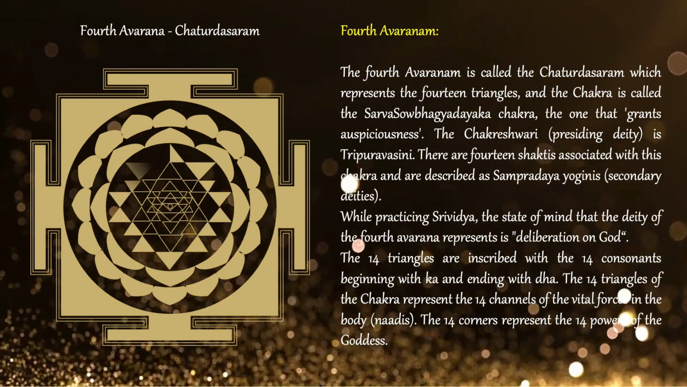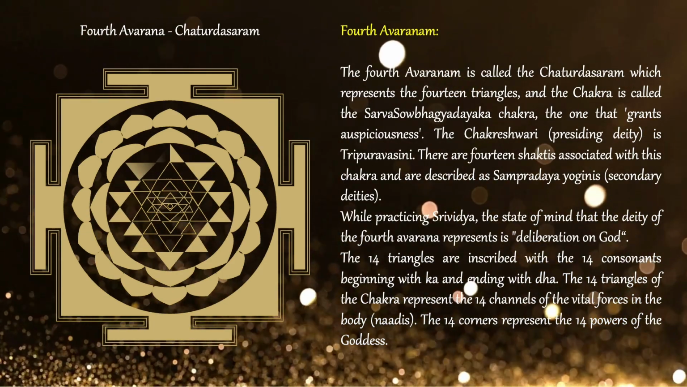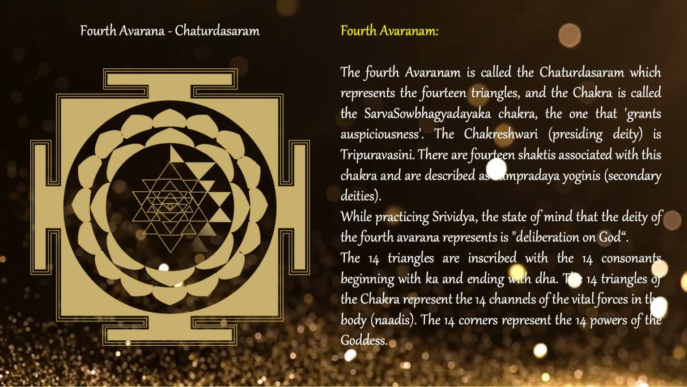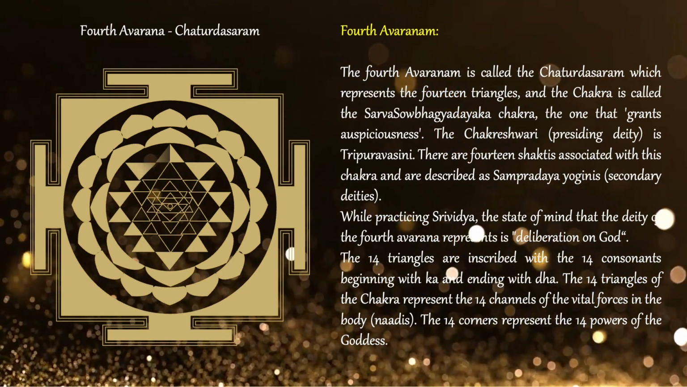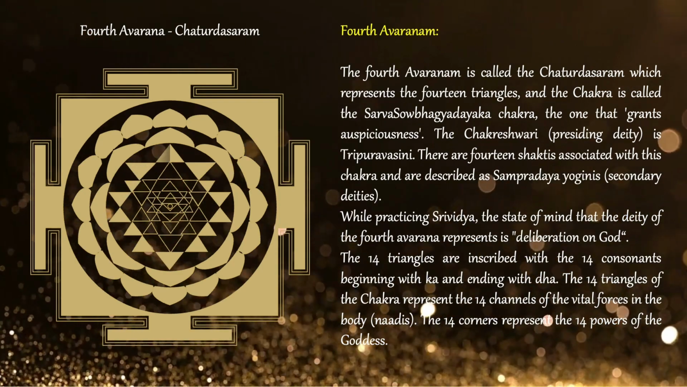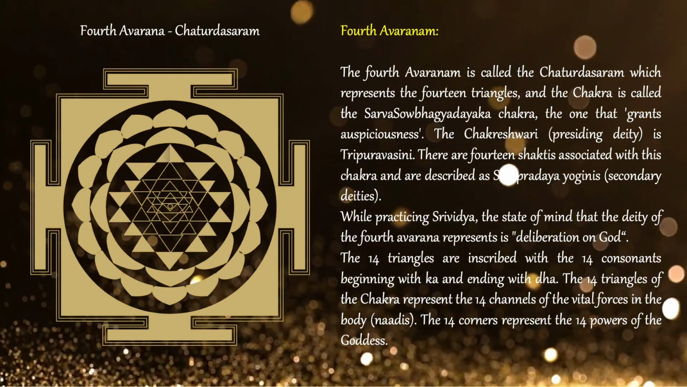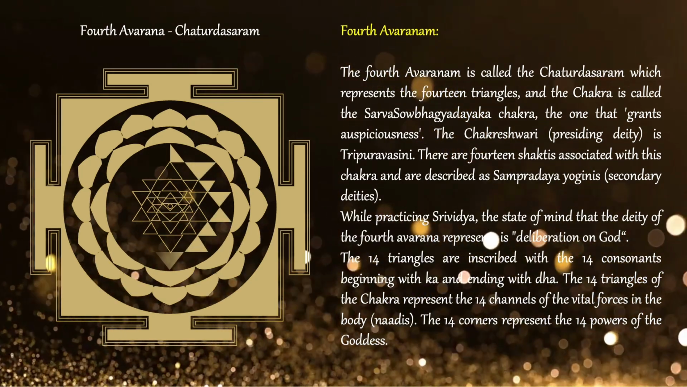The 14 triangles are inscribed with the 14 consonants, beginning with Ka and ending with Da. The 14 triangles of the chakra represent the 14 channels of the vital forces in the body. The 14 corners represent the 14 powers of the goddess.